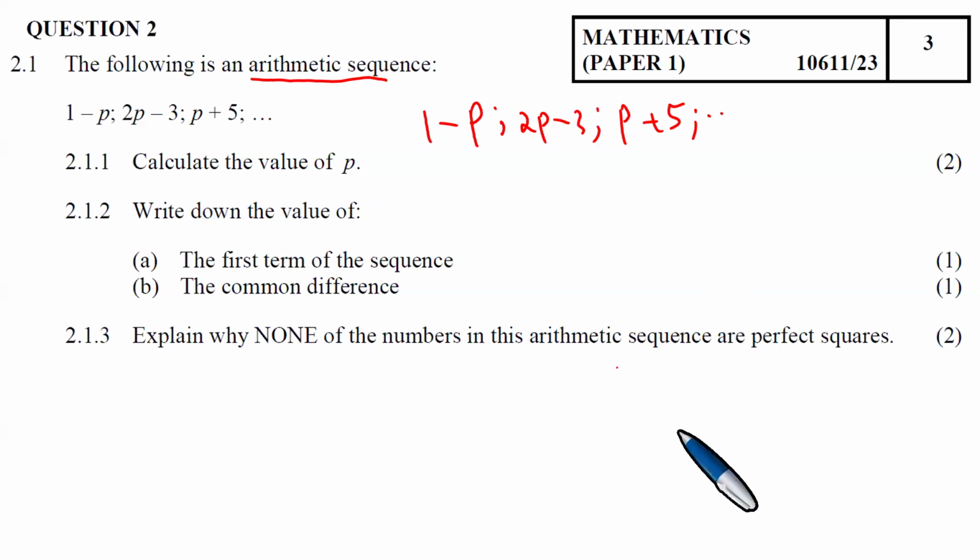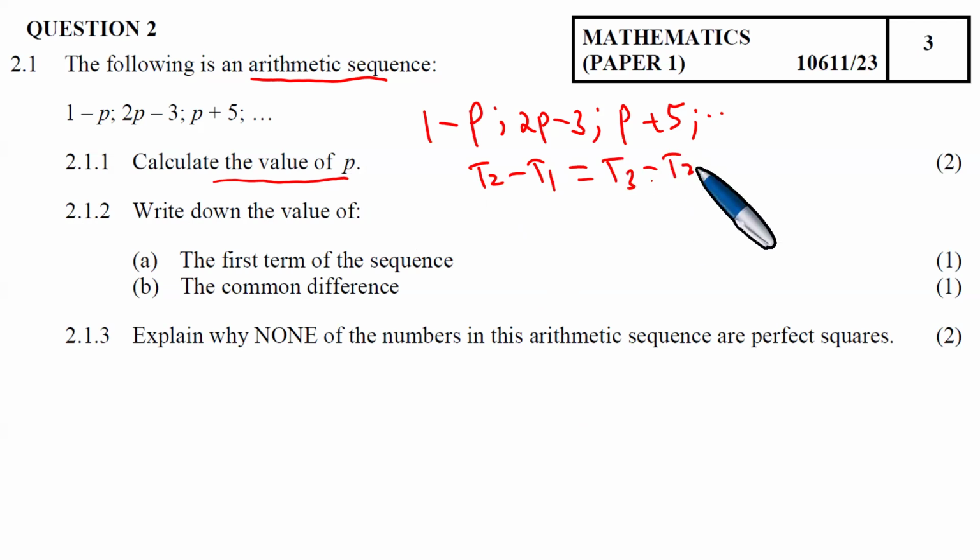What do we do here, Nombuso? We calculate for p. Yes, we need to calculate the value of p. Using how? Using the arithmetic formula. Yes, so we know that T2 minus T1 must be T3 minus T2. What is T2? 2p minus 3. What is T1? 1 minus p. T3 is p plus 5.